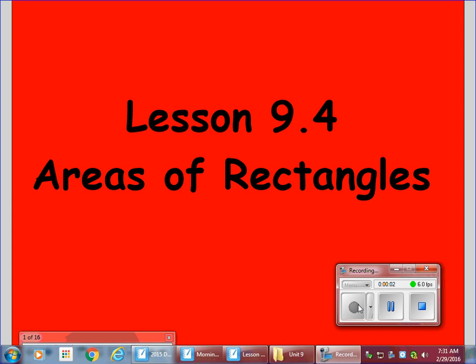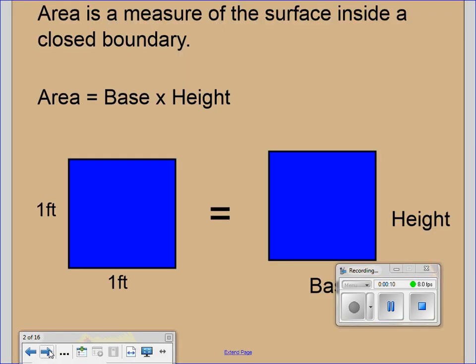Good evening, fifth graders. Tonight we're going to be working with area of a rectangle. That's the amount of space inside a closed figure. So let's take a look at some practice problems here. So area is a measure of the surface inside of a closed boundary, okay?